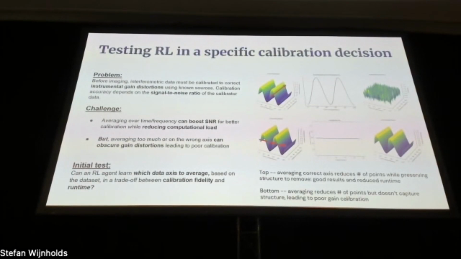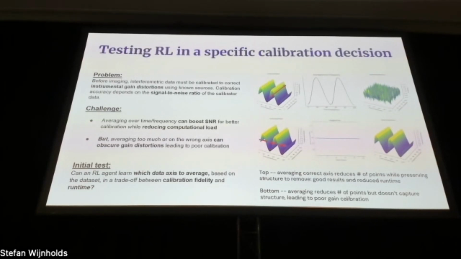And this all sounds good in theory, but what happens if we actually test it? One of the things we wanted to test it on was a very specific problem in calibration, which is how much averaging, if any, do you apply to your data set if you want to remove gain distortions? Calibration accuracy depends on the signal to noise ratio of the calibrator data. The challenge is that you can average over the time and frequency axis to boost signal to noise and reduce the number of points to reduce computational load. But if you average too much or in the wrong axis, you will actually obscure the distortions you want to divide out and remove from your data set.